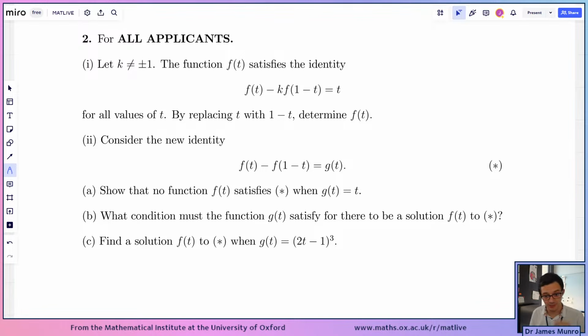Sorry, I'm still talking to chat, even though I turned chat off. There is some scanning before it gets digitally sent to Oxford.